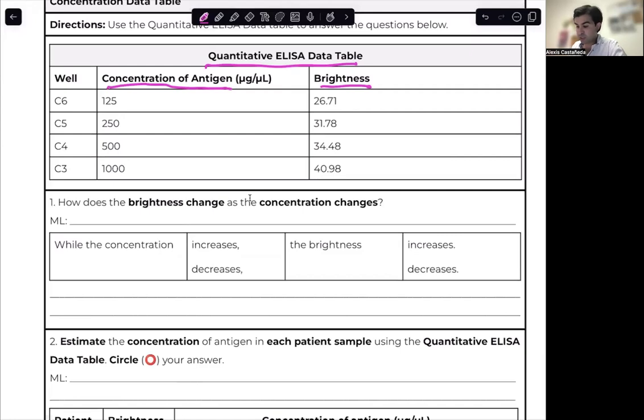If you don't know what this question is saying, please translate the question here, write it in your home language. You can write in English, or you can write in Spanish, Chinese, or Arabic. So I want you to look at how does the brightness change as the concentration changes? So here we're seeing, it says while the concentration, let's see, the concentration from 125 to 250, this is increasing.